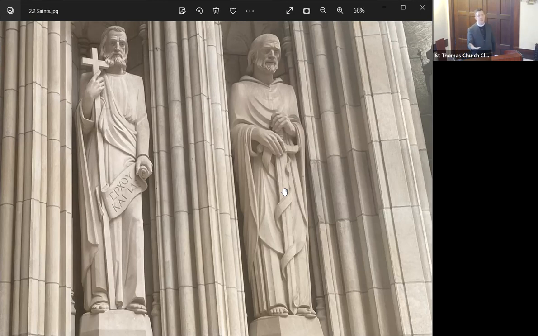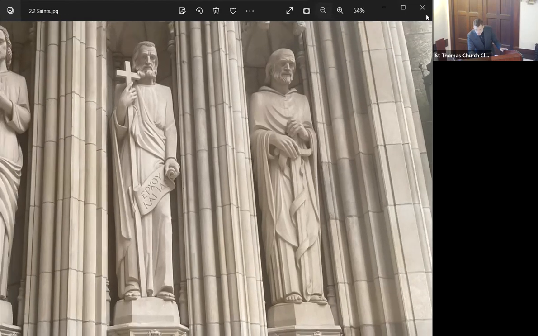And so he's holding it because it's the sign of his martyrdom. And this is what happens in Christian imagery. The sign of martyrdom becomes a sign of glory, or a kind of trophy of their life well lived to the end. All right.